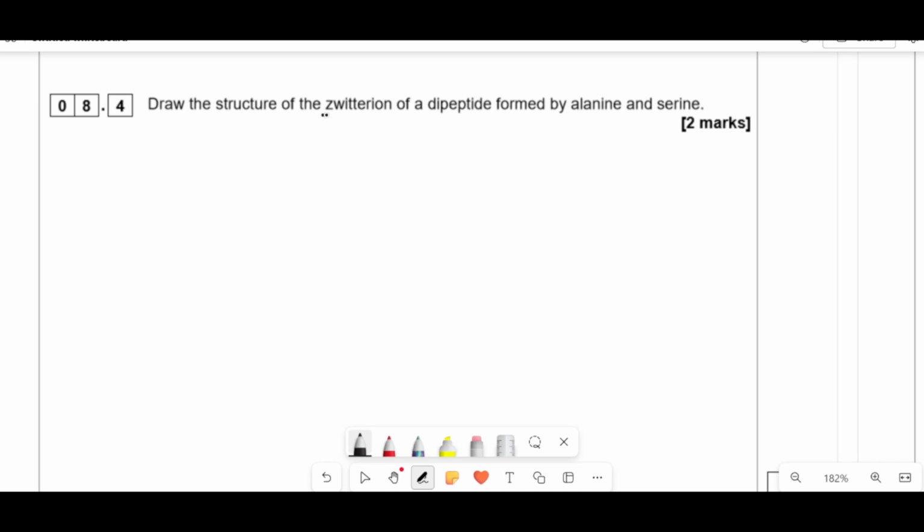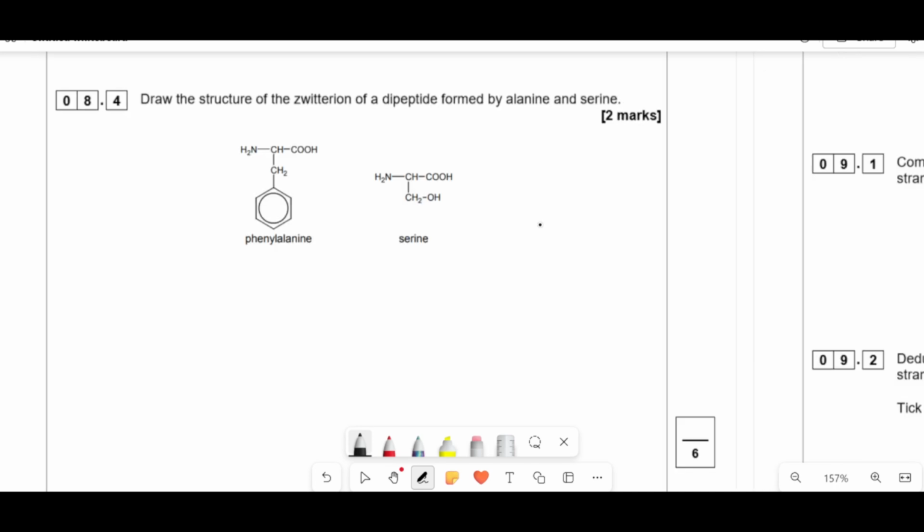Now it says draw the structure of the zwitterion of a dipeptide formed by alanine and serine. So if I go get those two, one sec. So a zwitterion, remember, if you can see we have an H2N here that's got a lone pair, it can form a bond with an H+. So it can act as a base. Whereas that is an acid. So it can actually lose an H+ to become an acid, CO-, right? Anything in the universe that loses an H+ is an acid.